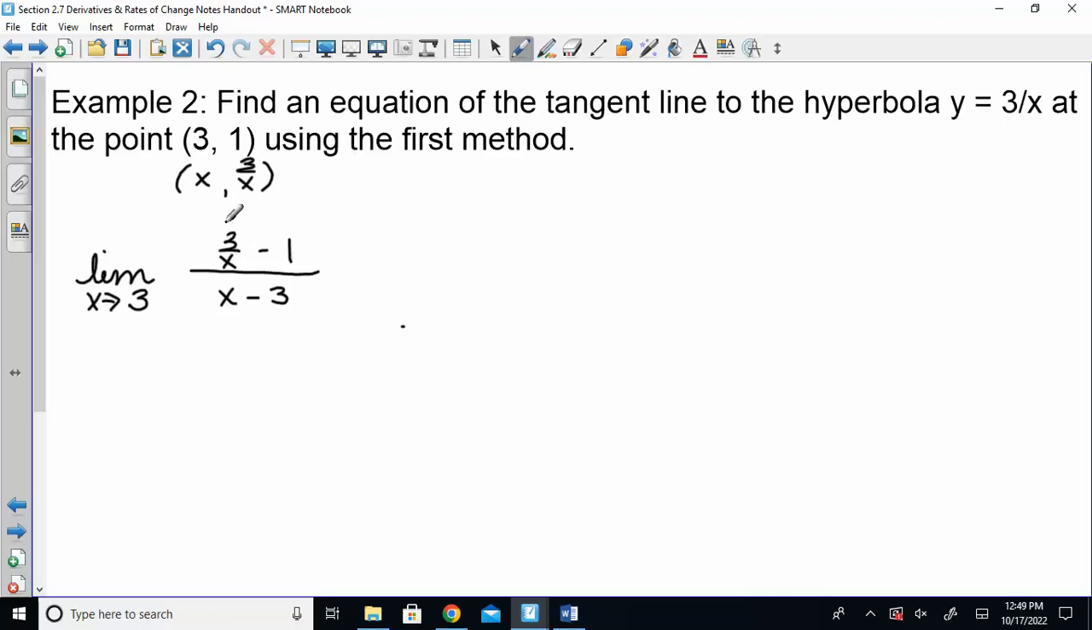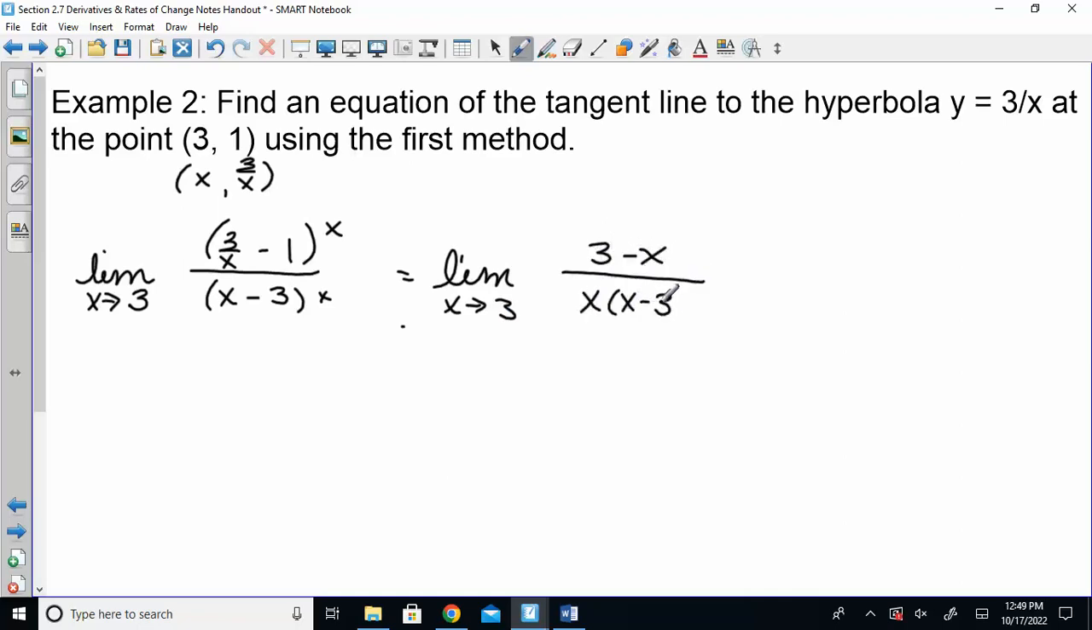What would you do on this one? Okay, I take everything times x. We get 3 minus x over x times x minus 3. My goal is that for things to cancel out. Does anything cancel yet? Can I make things cancel? Yeah. How? The 1 over x? Is it the 1 over x? We actually don't even have to do that.